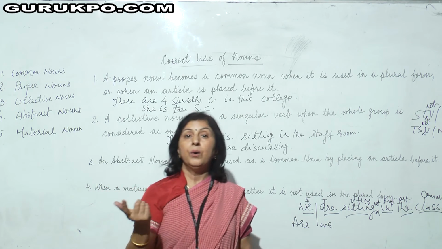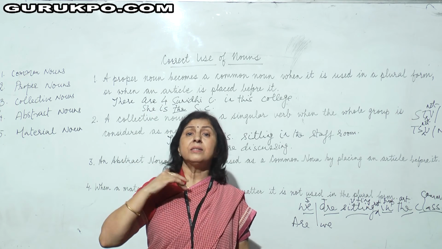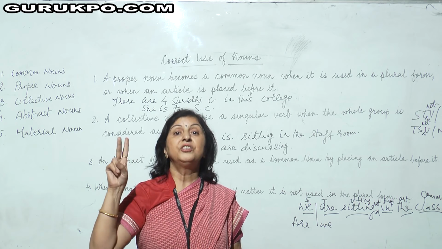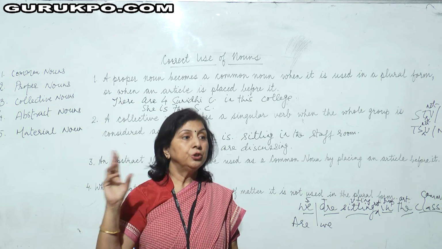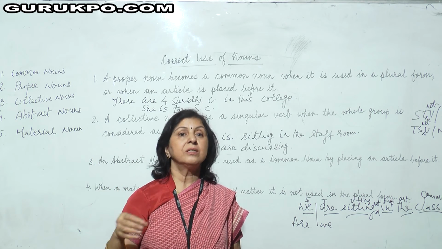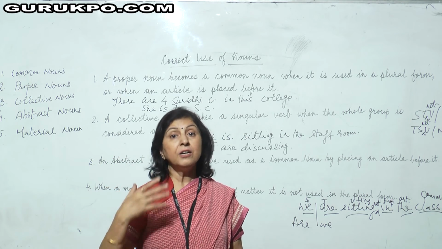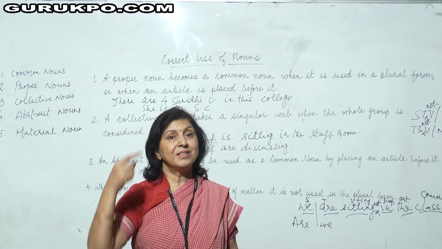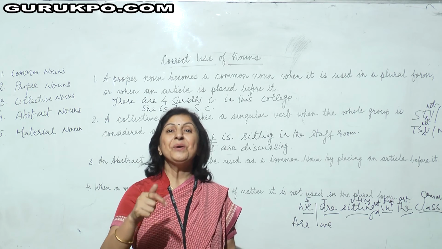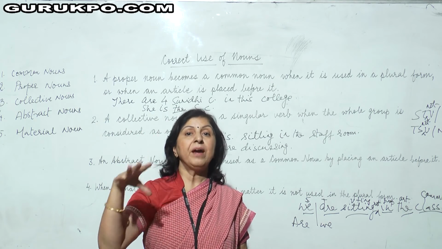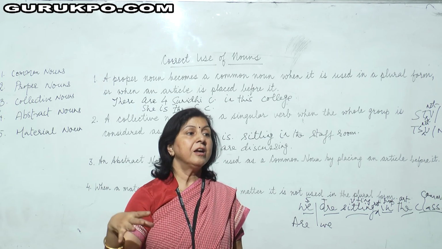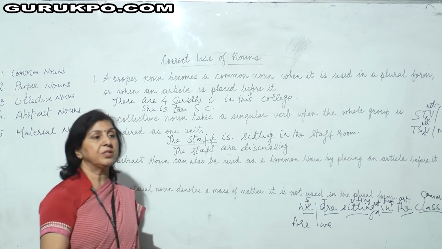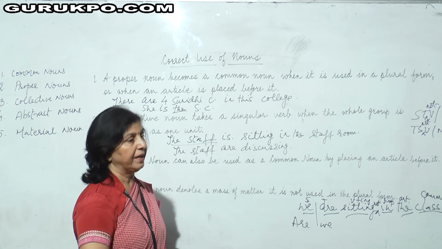Certain nouns take only the plural form, like jeans, socks, shoes, trousers, shades. We can't say give me a scissor. No, give me scissors, give me a pair of scissors. So all these nouns are compulsorily used in the plural form only.